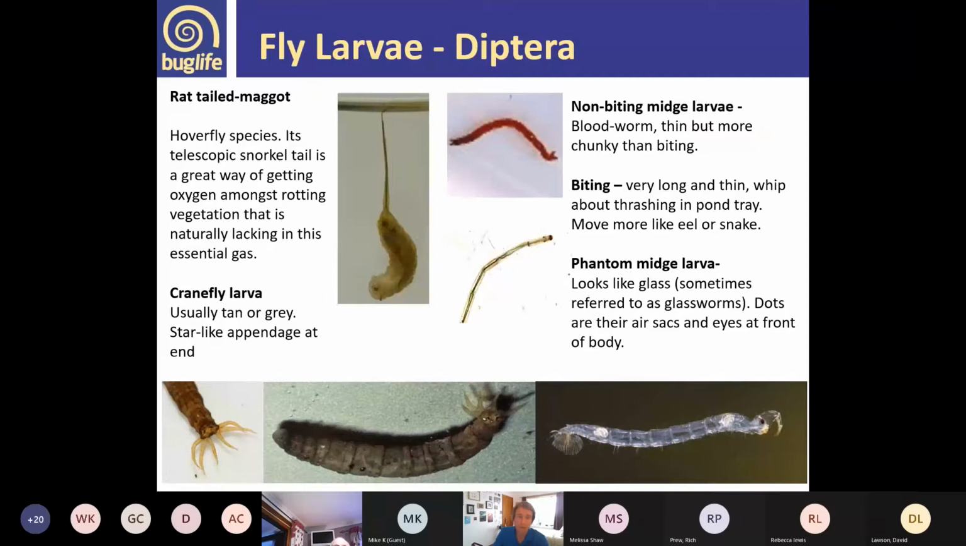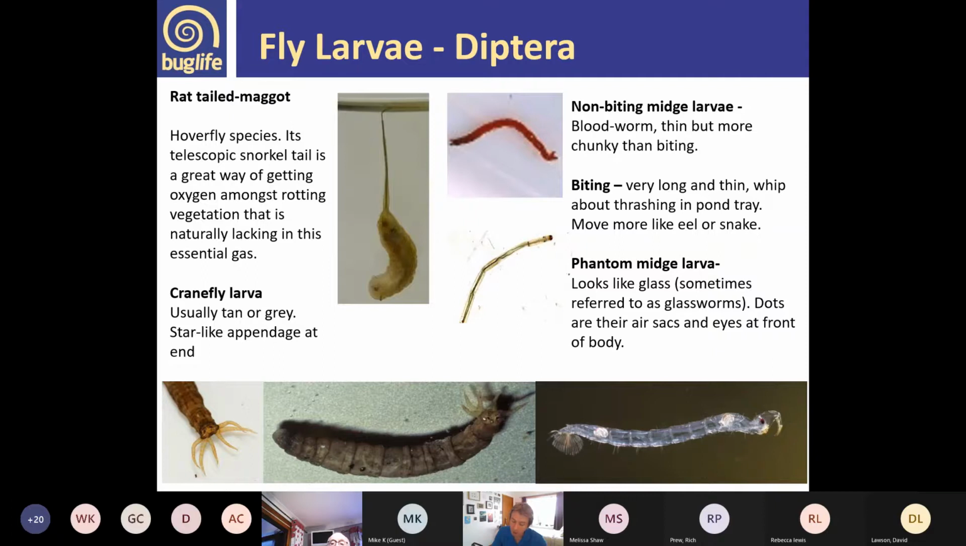The next group that we're moving on to is the fly larvae, which, as I said earlier, belong to the class Insecta in an order of their own called Diptera. Diptera is a large order of insects which fly with only one pair of wings as adults. In the larval form, many are aquatic and are often tolerant of low oxygen levels and high levels of pollution.